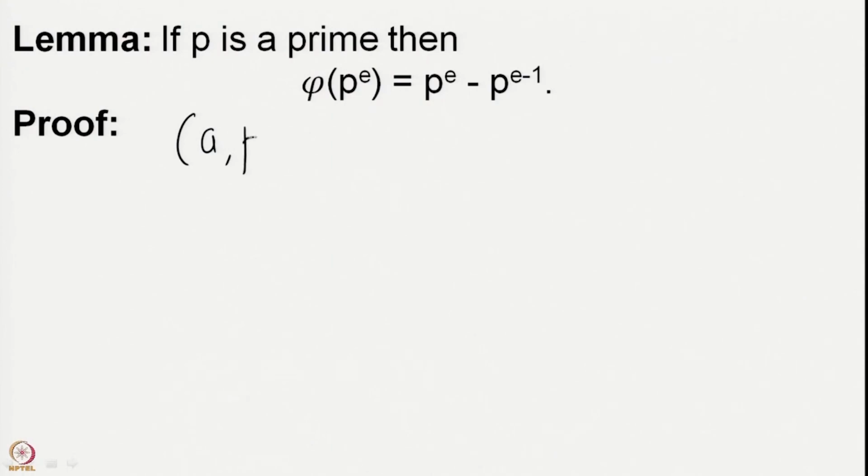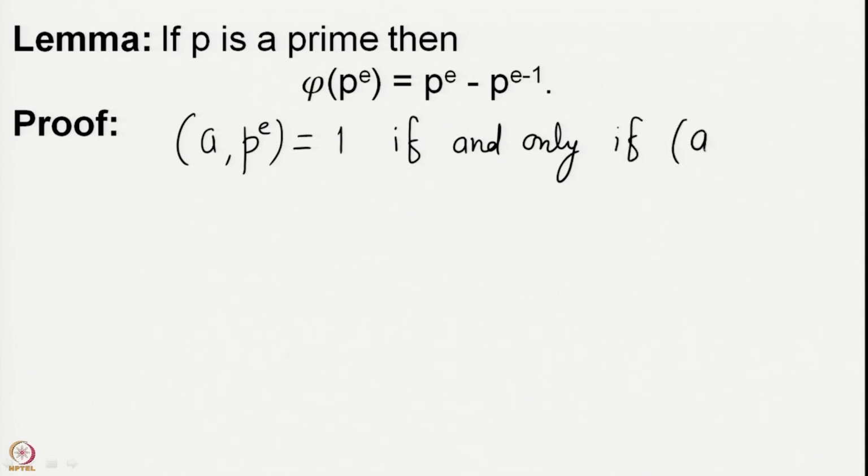So, for the moment we go ahead with the proof of this very nice result: whenever p is a prime, then phi(p^e) is p^e minus p^(e-1). And the proof is just a counting proof. First of all we observe that GCD(a, p^e) is equal to 1 if and only if GCD(a, p) is equal to 1.